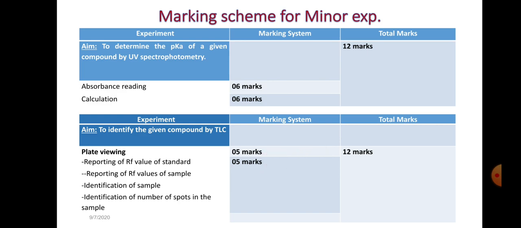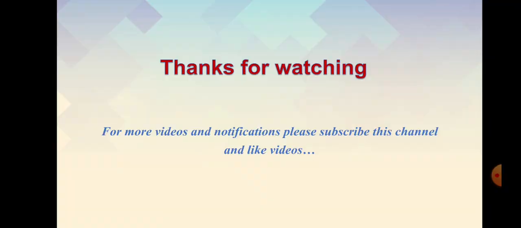So 5 plus 5, and there are 2 marks for justification. That means which one is more polar. Usually we have 2 components, standard and then your sample, which contains 1 or 2 components. So you have to compare, and you have to comment on the polarity, which one is more polar, which one is non-polar, why it is more polar, and so on. So the comment will carry 2 marks. So altogether it will have 12 marks.